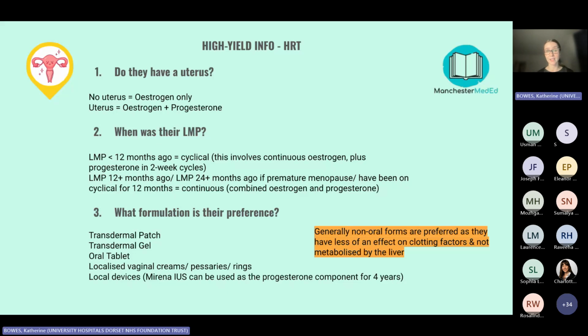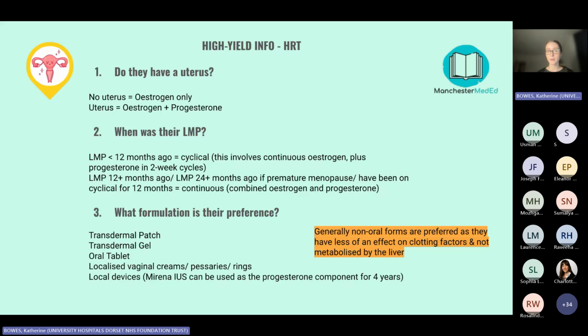And in terms of why they need the progesterone, having an unopposed estrogen source when you have that uterus present can predispose to endometrial hyperplasia, which then might increase your risk of endometrial cancer. So that's why the progesterone component is so important there. Your next question is, when was their last menstrual period?